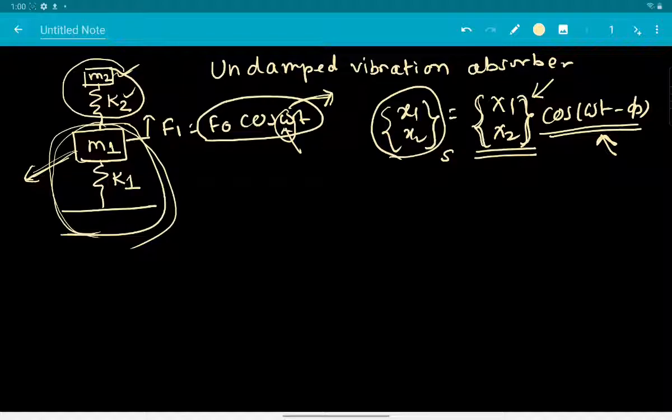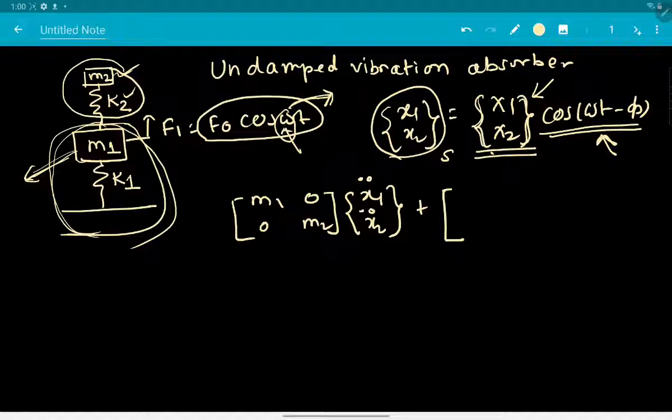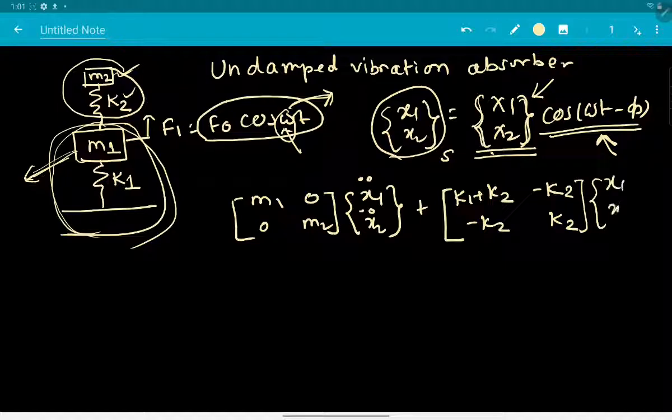Okay, so if you put this approximation in the differential equation, it is also pretty easy. You can write it down in this way: the matrix m1, 0, 0, m2 times x1 double dot, x2 double dot, plus the k matrix, which is k1 plus k2, then minus k2, minus k2, and here you have only the k2 term appearing, multiplied by x1, x2. This happens to be equal to f1, which is f0 cosine of omega t, and 0. Now there is no forcing acting on this second block, so that's why it is 0.